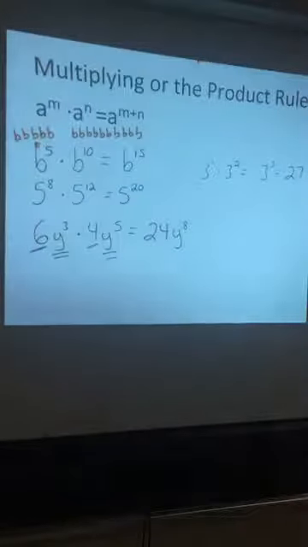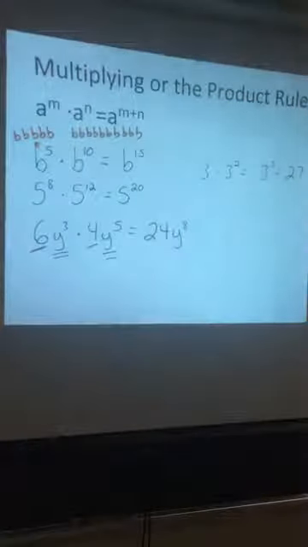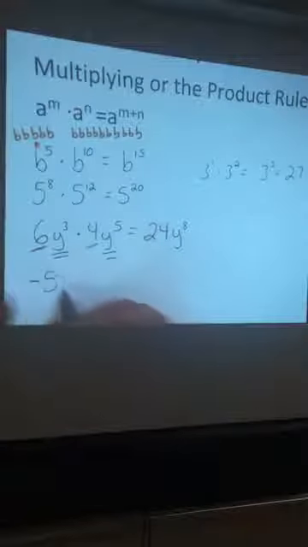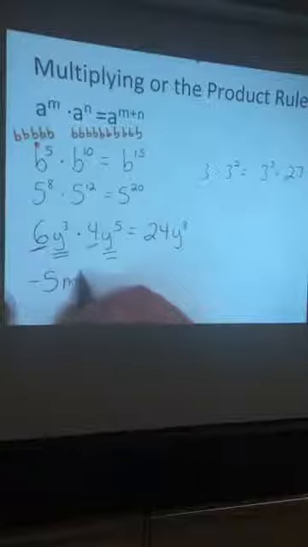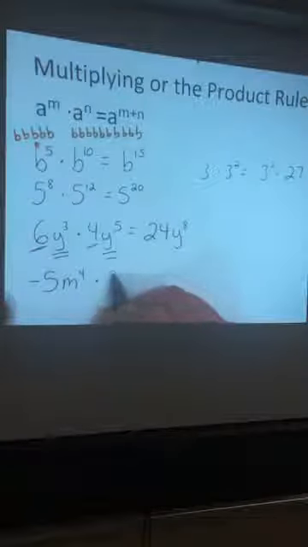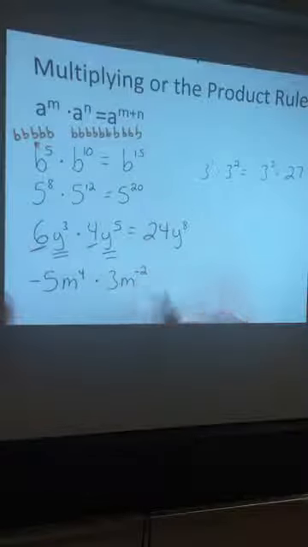You might see something a little more difficult, but honestly, that's probably about as hard as this will get. Now, they may throw in some negatives. Maybe you've got negative 5m to the 4th, and 3, let's do a negative power, maybe you've got m to the negative 2nd. So this will be a little bit harder.